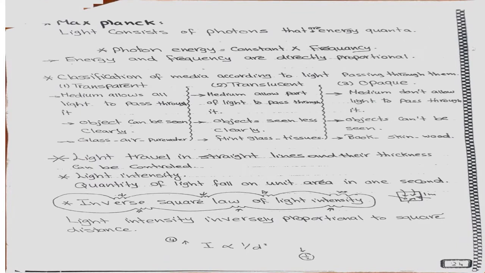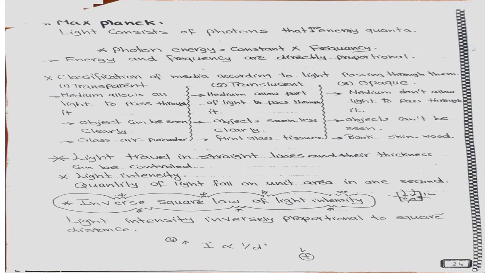Max Planck, who is Max Planck? He is a scientist who discovered that light consists of photons, which are called energy quanta. He means that each color has an amount of energy in it, so he called it photon energy. Photon energy equals a constant times frequency. That means photon energy is directly proportional to frequency and inversely proportional to wavelength.